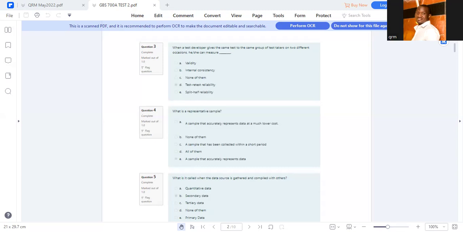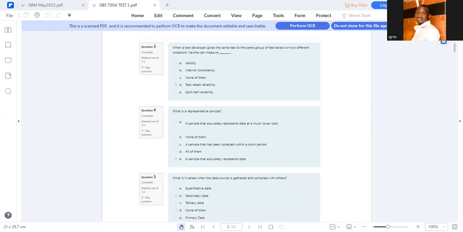So why are the other answers wrong? Validity is wrong, because validity only measures whether the test measures what it is supposed to, not consistency over time. Internal consistency is wrong because it checks what? Consistency of items within a test. The split-half reliability test is wrong because it does what? It involves splitting the test into two halves and seeing if both of them yield the same results.